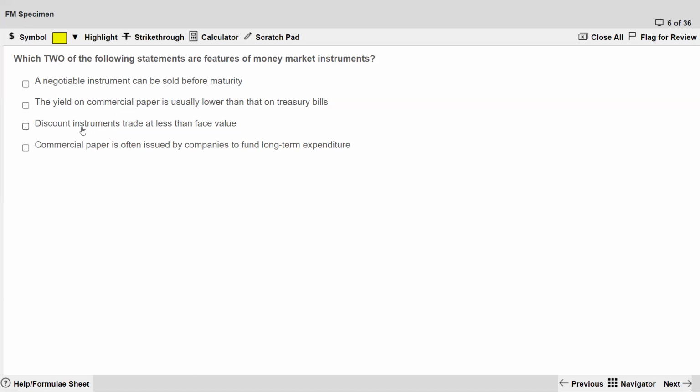Discount instruments trade at less than face value. Yes, usually. And this one is correct. So a negotiable instrument can be sold before maturity. You don't have to keep it for 12 months; you could just sell it within the short term.